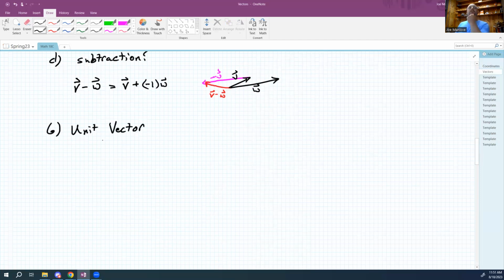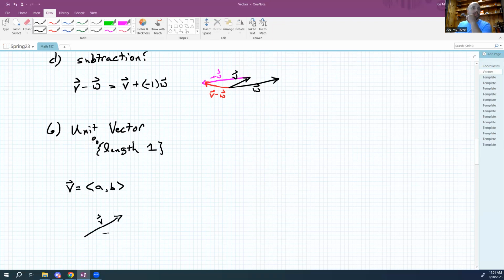So a unit vector is a vector with length 1. So I'm starting with a vector. Let's say I'm going to start with a vector V. I'm going to give that thing a couple of components here. So that's going to be A and B, right? So I'm saying, here's a vector V.